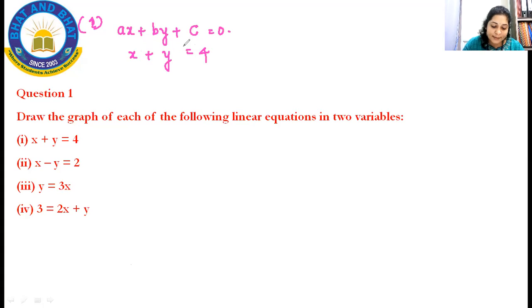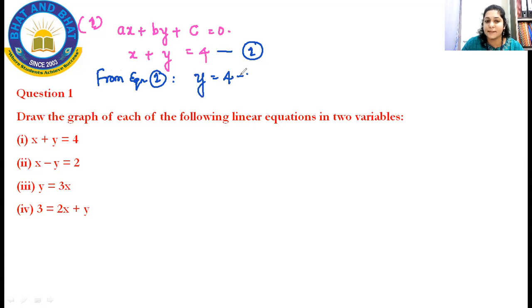Now the very next step, you have to name this as equation number 1. Then you have to go on fixing the value, substituting the value of x, and start finding out the value of y from equation 1. This is an important step. Carefully observe, it's an easy one. From equation 1 I can find out the value of y, correct? x plus y is 4. So what is y equal to? y is equal to 4 minus x. Am I correct? Yes or no?